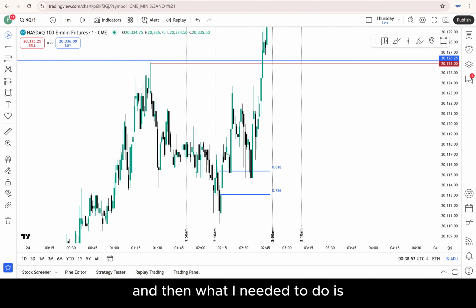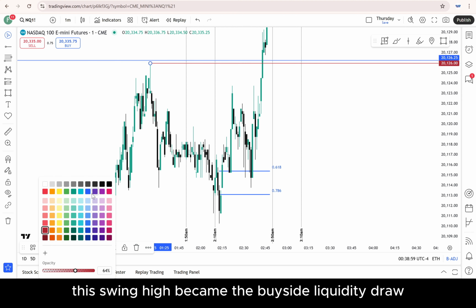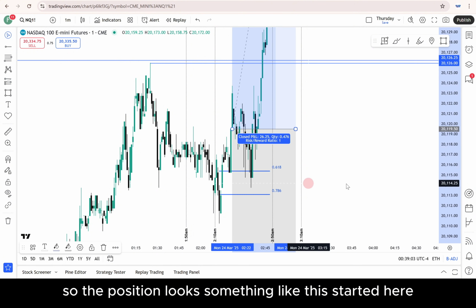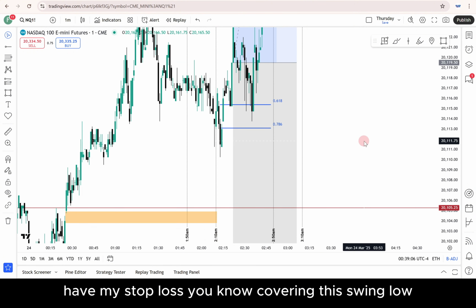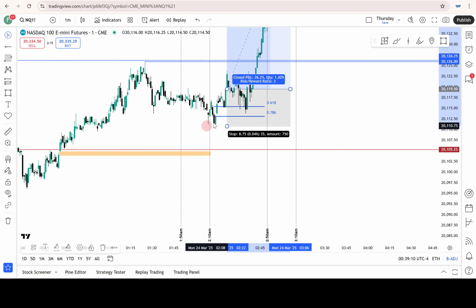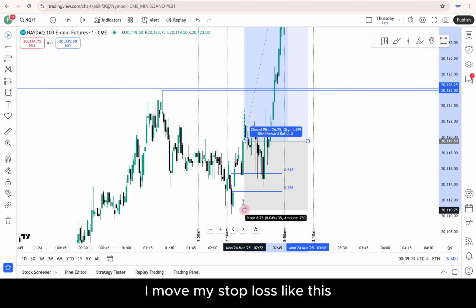And then what I needed to do is make sure that I manage my risk because this here was the target. This swing high became the buy side liquidity draw. So the position looks something like this. Started here, had my stop loss, covering this swing low if we just move this across. And then as price traded up and then closed on this candle, I moved my stop loss like this.